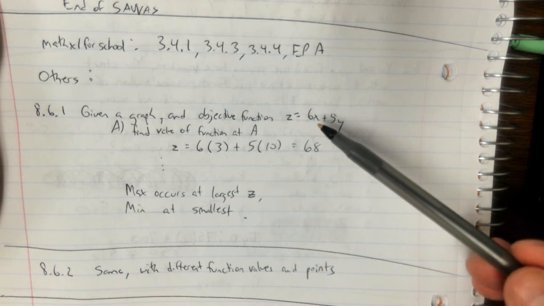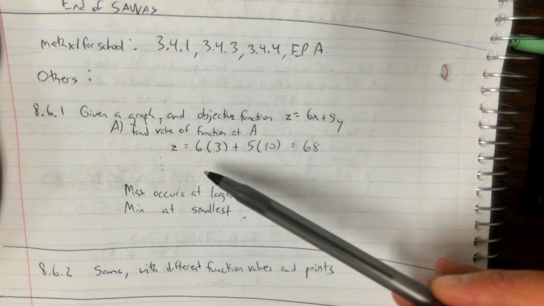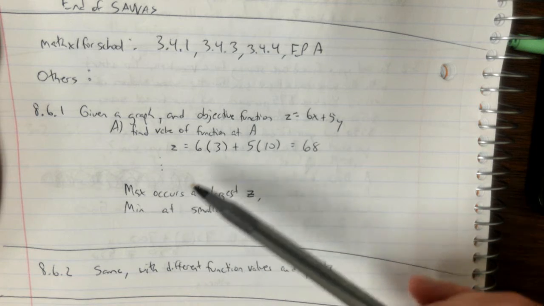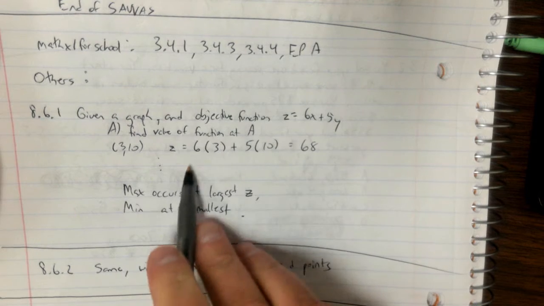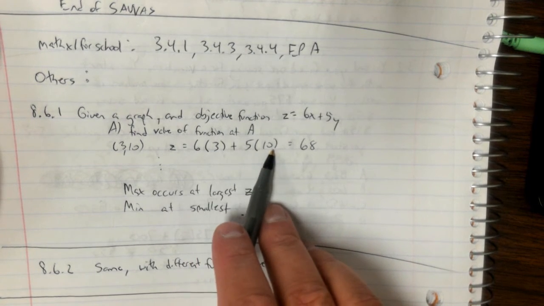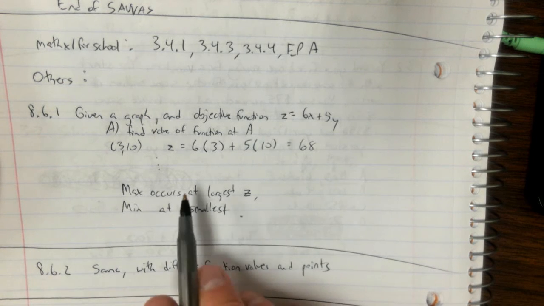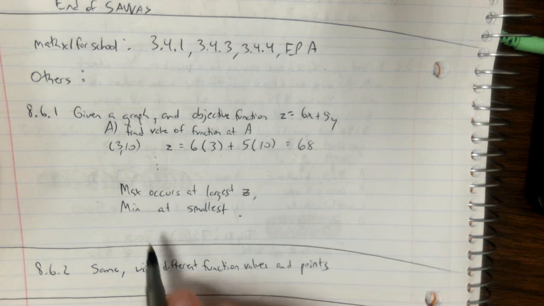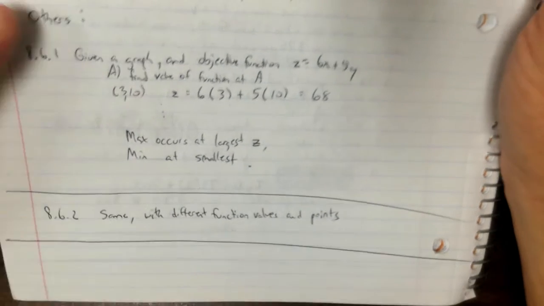So it says, given a graph and the objective function z equals 6x plus 5y, find the value of the function at A. On A you were given this ordered pair (3, 10), and you just do 6 times 3 plus 5 times 10 and get your number. And you have to do that with other answers. Then the max would occur at the largest z, whatever the largest number is, the minimum at the smallest. So just like we did on the first few.